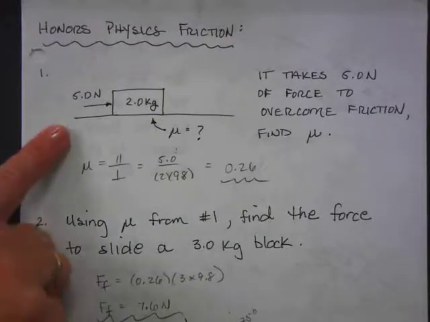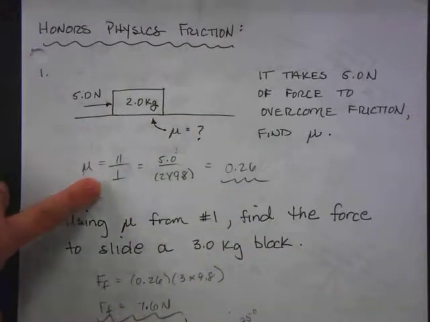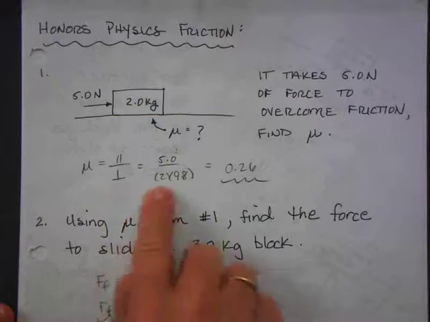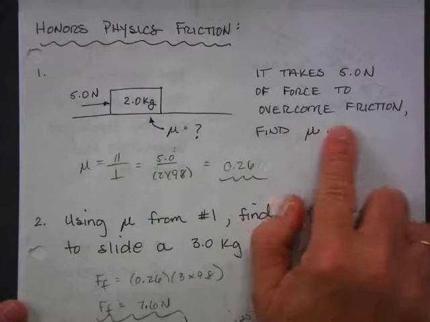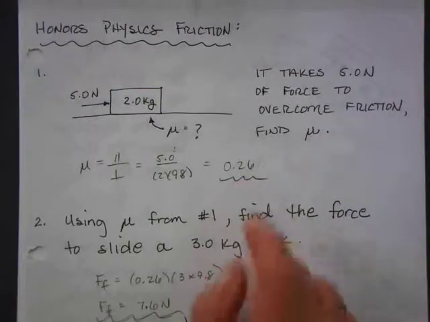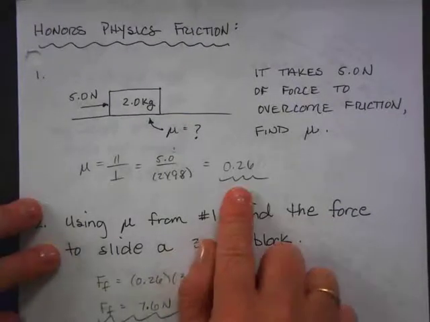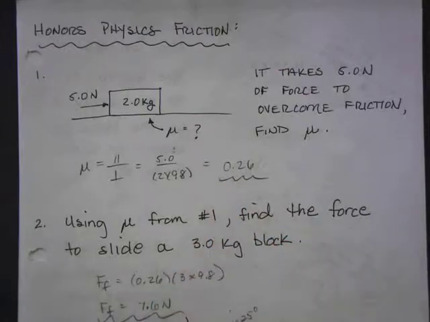So yesterday we started with a mass sitting on a flat surface, and mu is the ratio between the parallel force, which was 5, so we're trying to get it to move, and the perpendicular force, which is the weight, 2 times 9.8. So if it's right at the point of overcoming friction, mu would be 0.26. And one of the most common mistakes that I see beginning physics students make is getting mu confused with friction. Mu isn't friction. Mu is the coefficient of friction.